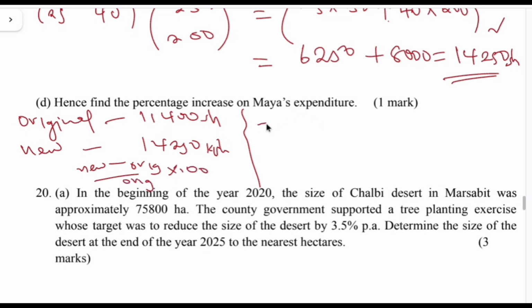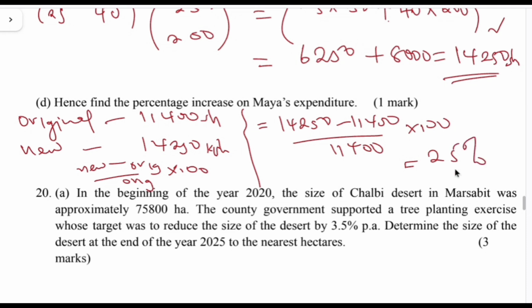So new yako ni 14,250 minus 11,400 divide by original yako 11,400 multiply by 100. Mpaka hapo tumeelewana. So ukichukua 14,250 minus 11,400 using your calculator, itakupa answer ngapi? Itakupa 25%. So pia 1 mark tayari. So a total of 10 marks.